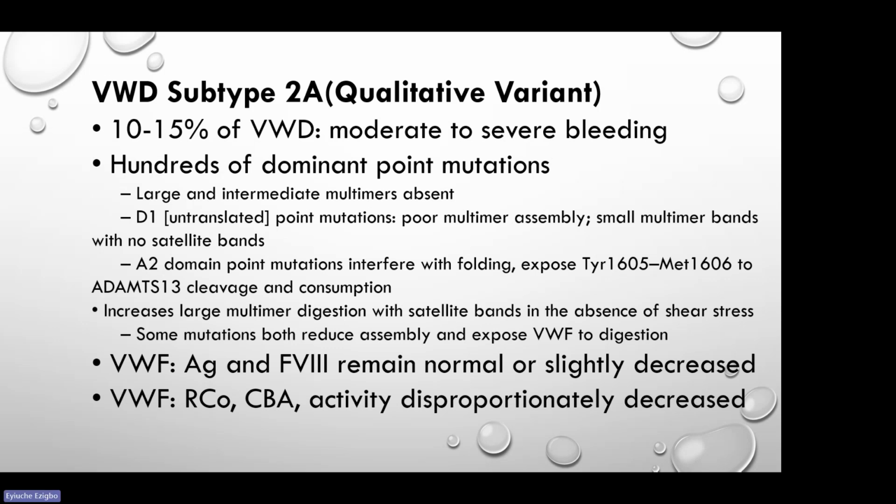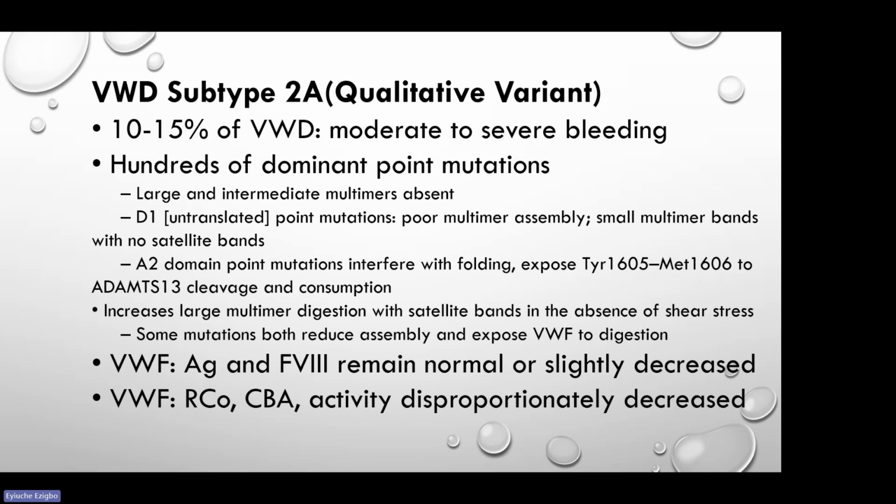So we have von Willebrand disease subtype 2A, a qualitative variant. Type 2 von Willebrand disease is subclassified into type 2A, type 2B, type 2N, type 2M. So we're looking at type 2A. There are other subclassifications even under these types. As technology improves, evidence of other types continues to emerge. Type 2A amounts to 10 to 15% of von Willebrand disease and presents with moderate or severe bleeding.